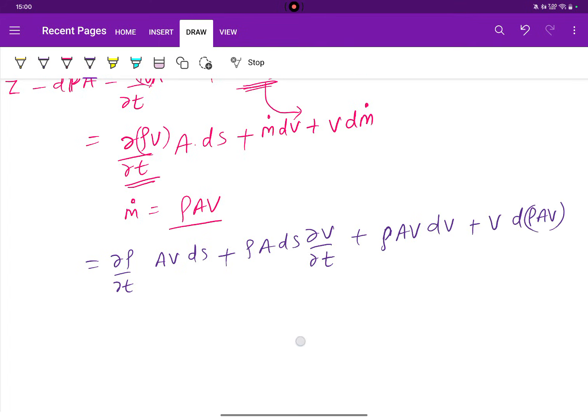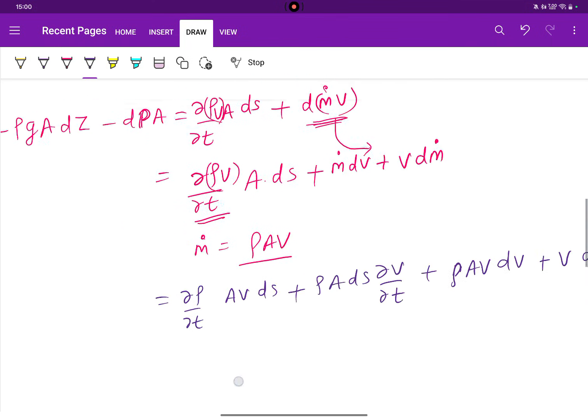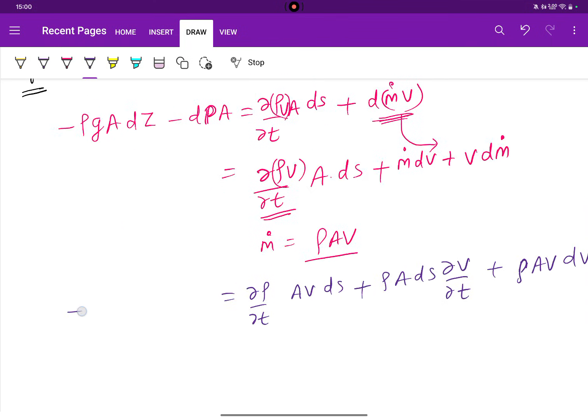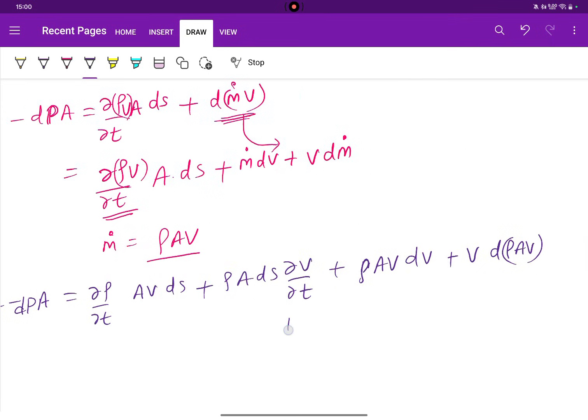Now tell me one thing. What is on this side? Minus rho g A dz minus dP A. Now let's recall the conservation equation. Recall the conservation equation.